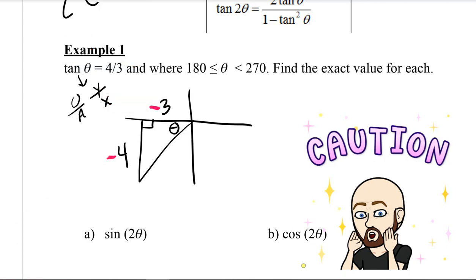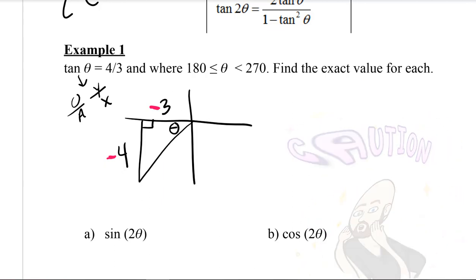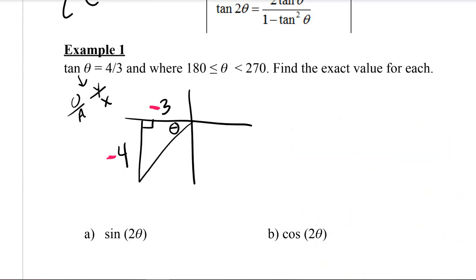Because if you took the ratio of -4 divided by -3, that ratio, because you have two negatives, you would still end up with a positive value there. So don't forget, this is where you have to be really careful to make sure that you add in a negative sign. Now there's two different ways you can do this.